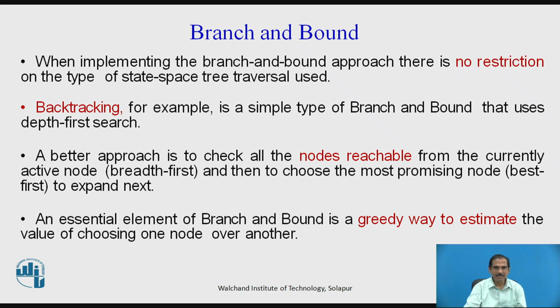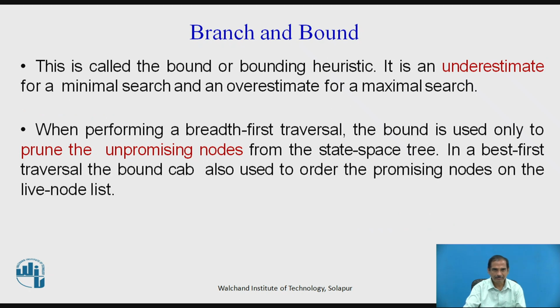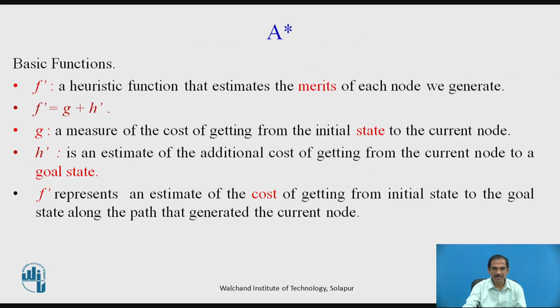While implementing the branch and bound approach, there is no restriction on the type of traversal that we are going to use. Backtracking is used, the nodes are reachable, and an essential element of branch and bound is the greedy way in which we estimate the value of choosing one node over the other. This is called a branch and bound heuristic. It is an underestimate for the minimal search and an overestimate for the maximal search. And hence we go for pruning the promising nodes to get our solutions at a faster rate.